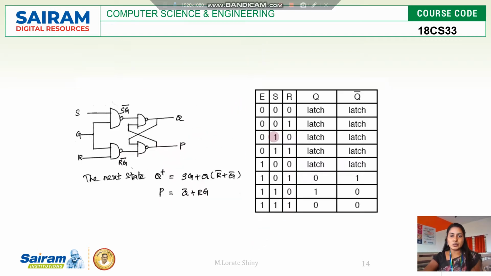Now we'll make the truth table. This is the truth table. If you apply the input conditions for all the 3 inputs, then the outputs are these. This latch is nothing but the last state. If the last state is 0, the current output is also 0. If the last state is 1, the current output is also 1. You can see that in the first 4 cases, enable is 0.